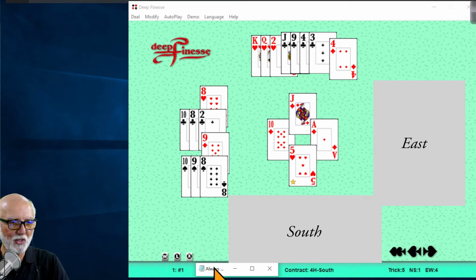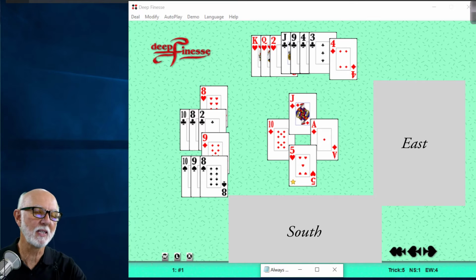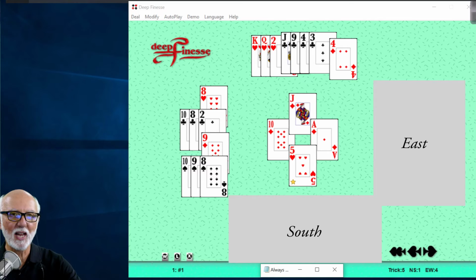Contract 4 hearts, and they have in the east-west 4 tricks, so you're going to be down 1. Okay, well, I hope that gives you a feel. I'm going to go through this fairly quickly because I can see we're already getting short on time.